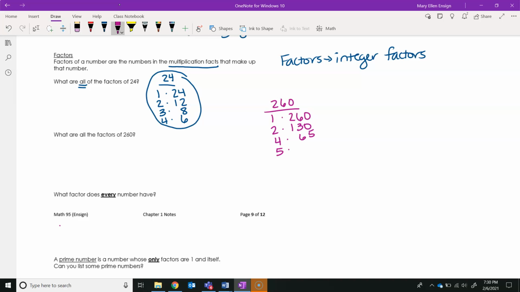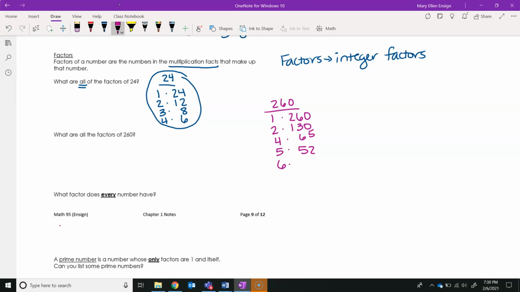So 260 divided by 3, I get 86.6 repeating. So that is not a factor. 3 is not a factor. If I do 4, I get 65. If I do 260 divided by 5, I get 52. Again, I don't know these off the top of my head. I am looking at my calculator, okay?